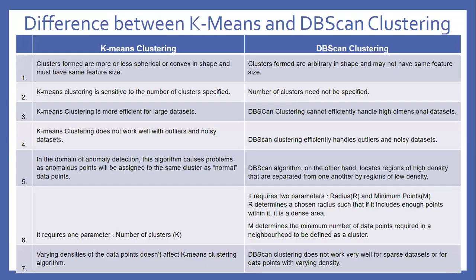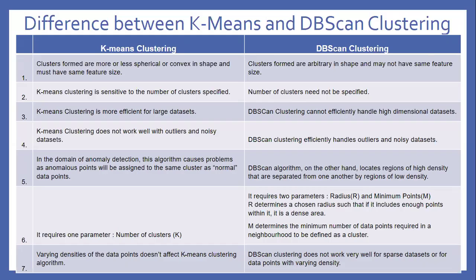Hi friends, in the continuation of the data science interview question answer series, we are moving to the question: difference between K-means clustering and DBSCAN clustering. K-means clusters formed are more or less spherical or convex in shape and must have the same feature size. In DBSCAN clustering, clusters formed are arbitrary in shape and may not have the same feature size.